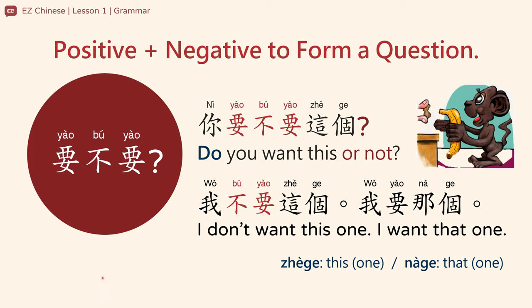要不要? 你要不要这个? 我不要这个，我要那个。要 means want. 不要 means do not want.